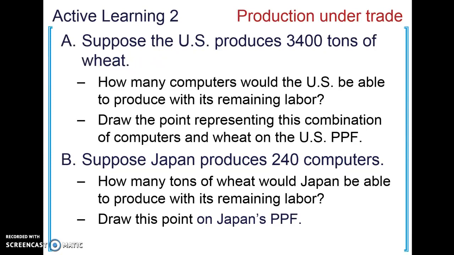Now suppose that Japan produces 240 computers. How many tons of wheat would Japan be able to produce with its remaining labor? Draw that point on Japan's PPF. And we will start with these two active learning and review in class.